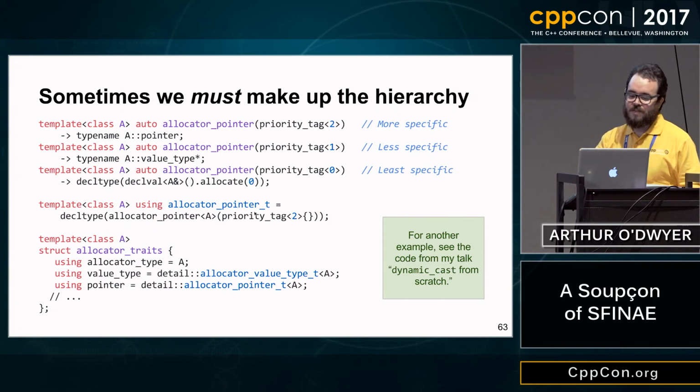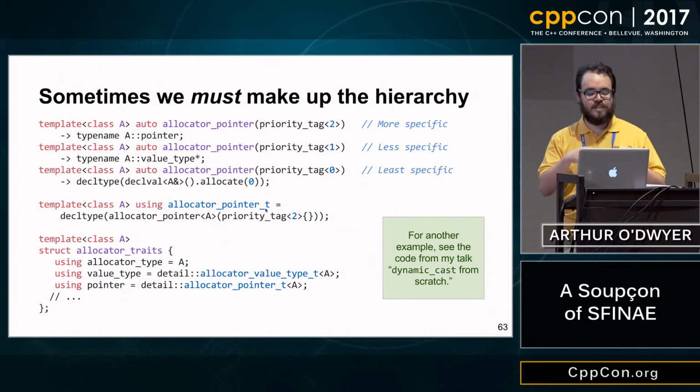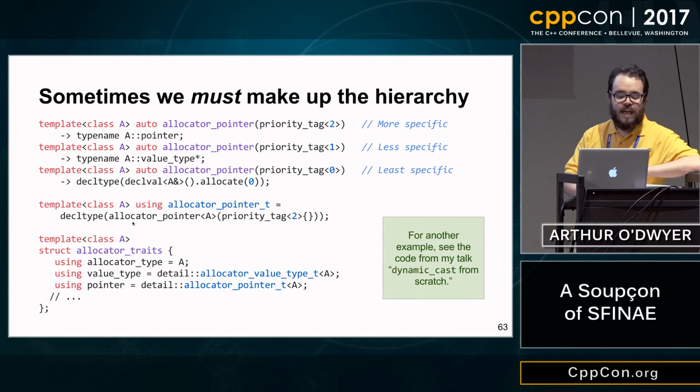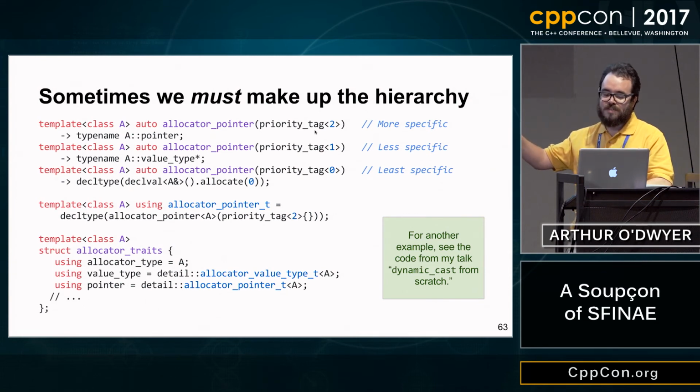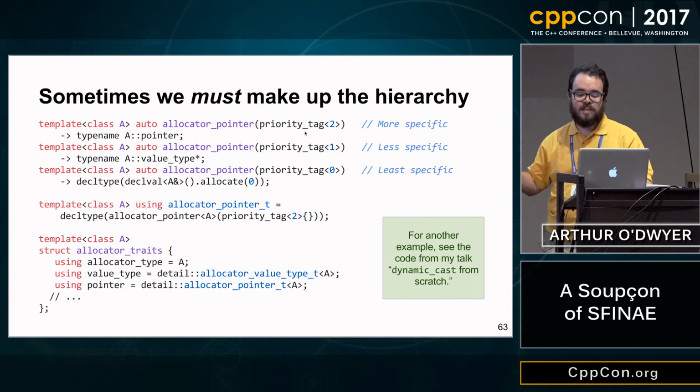And here's the implementation of allocator_traits<A>::pointer. So allocator_pointer_t is going to be the decltype of what I get when I call the function allocator_pointer_of_A, and I pass in the most derived priority tag. So I have 3 different function template overloads here, taking different argument types. The most specific one, the one I would most like to pass this particular most derived object to, would be a perfect match if it existed, but it exists only if its return type is well formed.